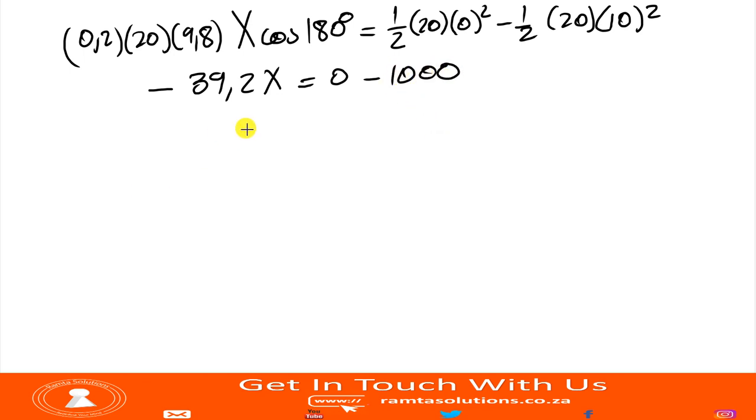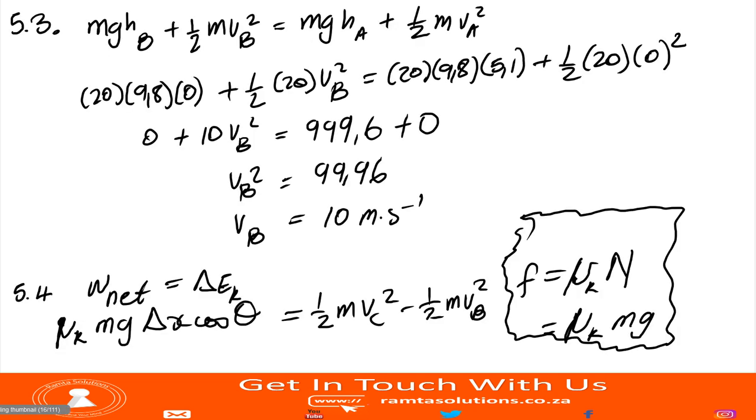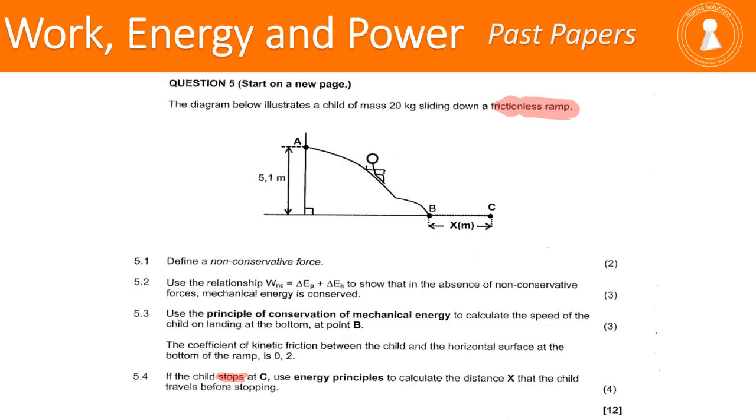So x is 1,000 divided by 39.2. What is it? It is 25.51 meters. All right, so this is it, guys. This is how you attempted this question, or how you're supposed to attempt it.